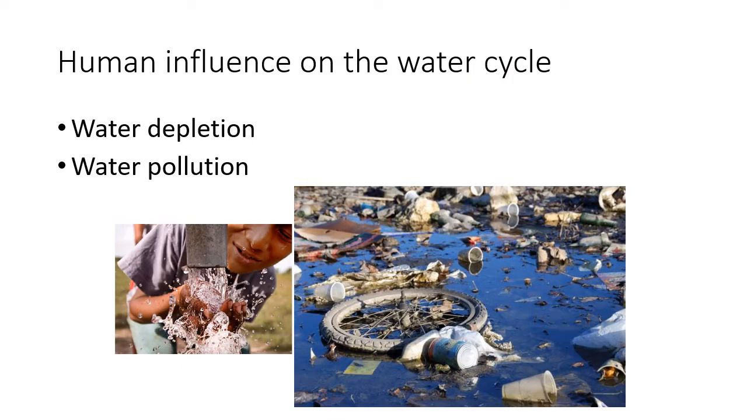So our influence on the water cycle is water depletion. We're using actually a lot of water at a time. And then water pollution. We do have some scientific ways and some people thinking of different ways to help get rid of this pollution. I'll show a video of it to you guys when we have our project on the different cycles.